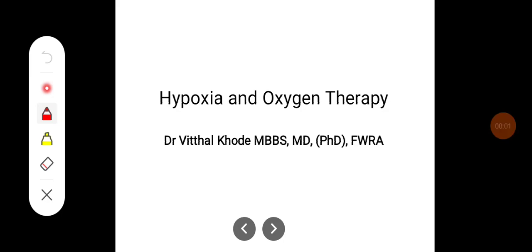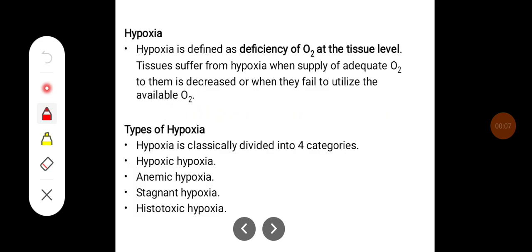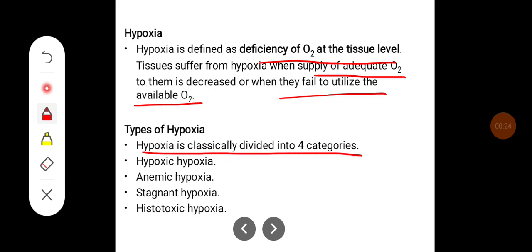In this class, we'll try to learn about what is hypoxia and what is oxygen therapy. Hypoxia is defined as deficiency of oxygen at tissue level. Tissues suffer from hypoxia when supply of adequate oxygen to them is decreased or when they fail to utilize available oxygen. There can be different types of hypoxia. Hypoxia is classically divided into four categories: hypoxic hypoxia, anemic hypoxia, stagnant hypoxia, and histotoxic hypoxia.